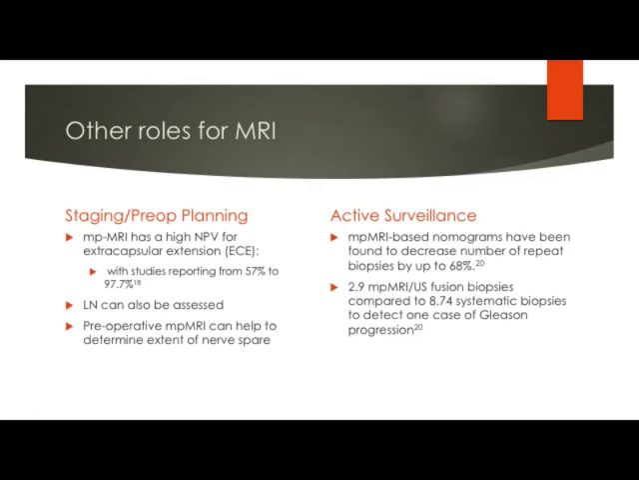And then active surveillance: certain protocols have shown that you can decrease your biopsy rate by about 68% if you use multiparametric MRI in your active surveillance cohorts. And if you compare systematic biopsies versus fusion biopsies, you need to do 2.9 or 3 fusion biopsies compared to 9 systematic biopsies to detect one case of Gleason progression. So showing again that you can limit the patient's exposure to biopsy.